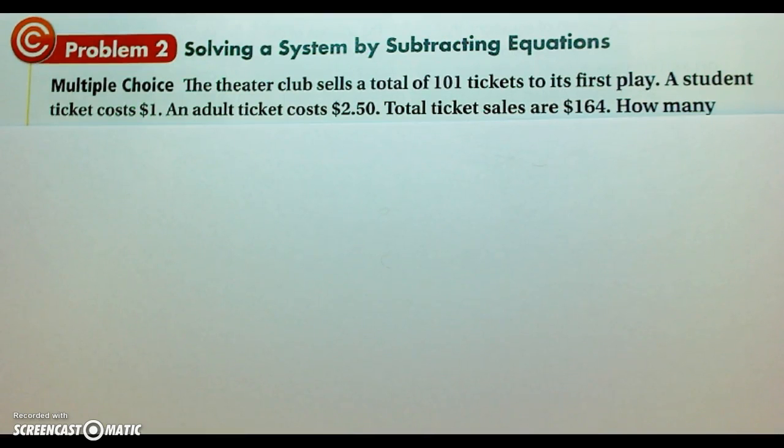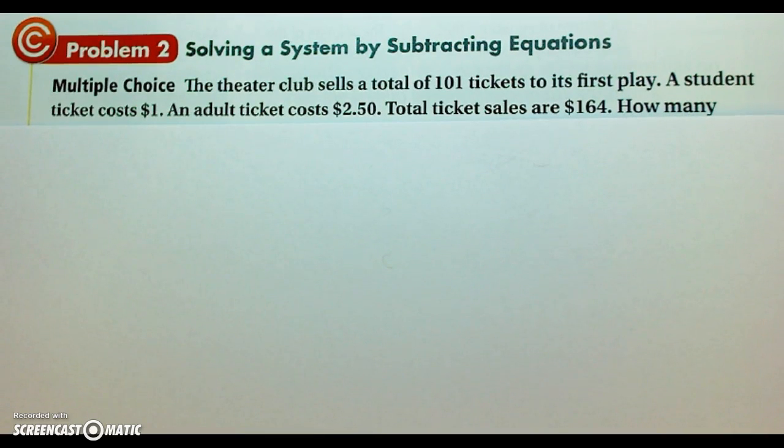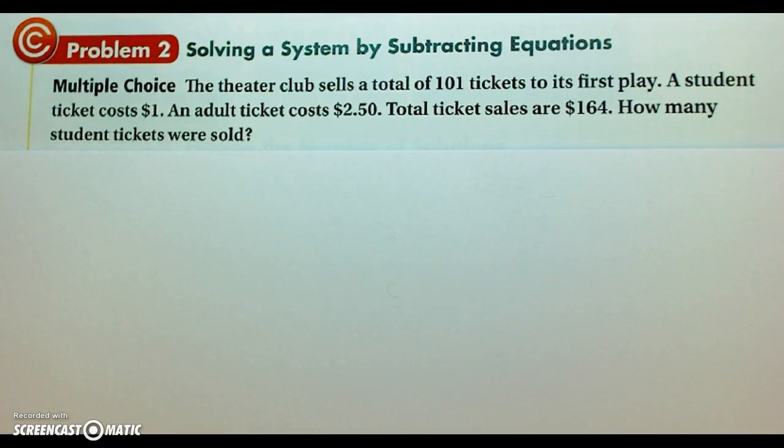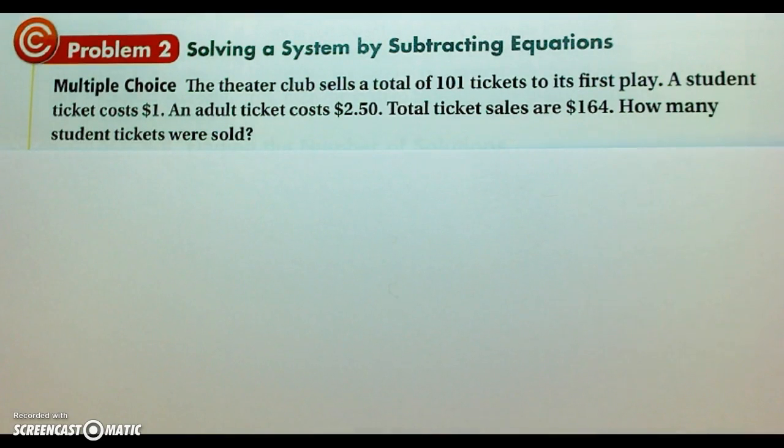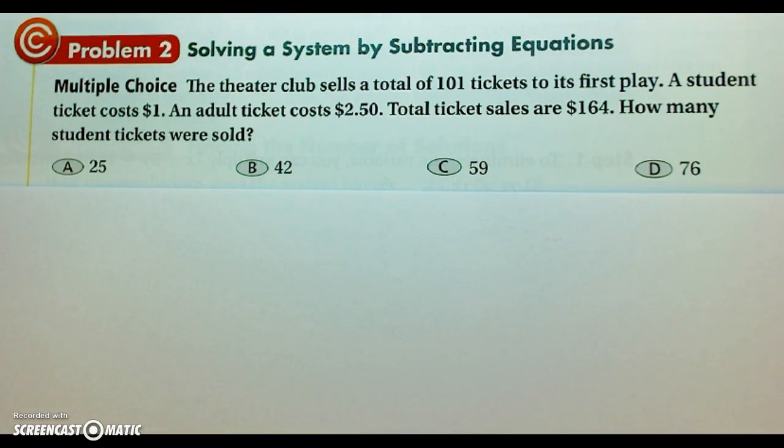We have a multiple choice problem. The theater club sells a total of 101 tickets to its first play. A student ticket costs $1. An adult ticket costs $2.50. Total ticket sales are $164. How many student tickets were sold? So we need to focus on, well, the question, how many student tickets were sold? And that's where our multiple choice comes in.